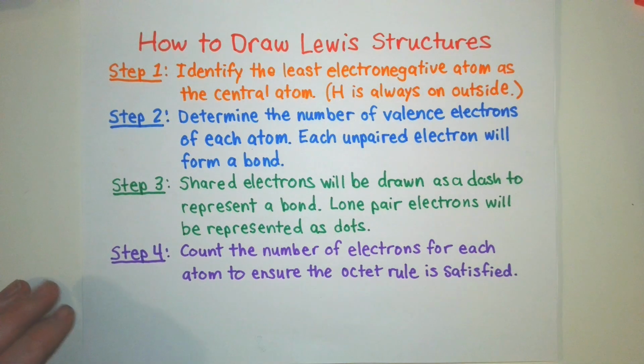And so in general, got 4 steps for you for how to draw Lewis structures. Step 1, identify the least electronegative atom as the central atom. Hydrogen, however, is always on the outside. Step 2, determine the number of valence electrons of each atom. Each unpaired electron will form a bond. Step 3, shared electrons will be drawn as a dash to represent a bond. Lone pair electrons will be represented as dots. Step 4, count the number of electrons for each atom to ensure the Octet Rule is satisfied. All right.